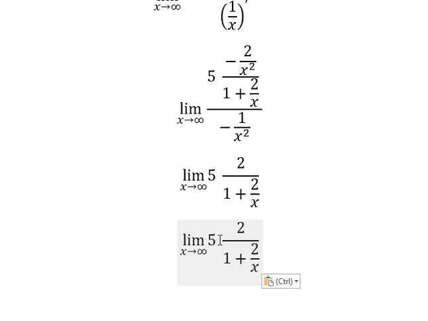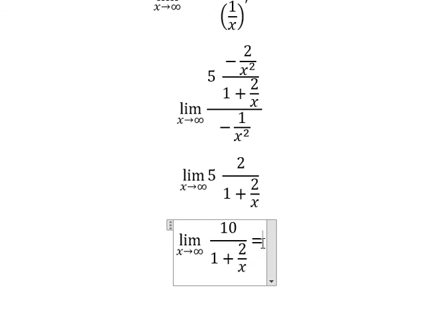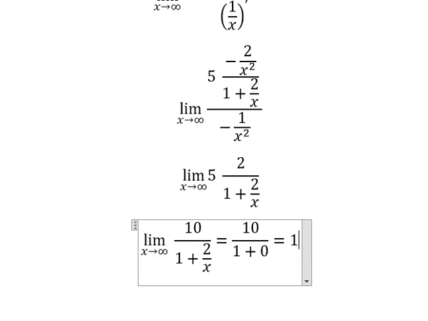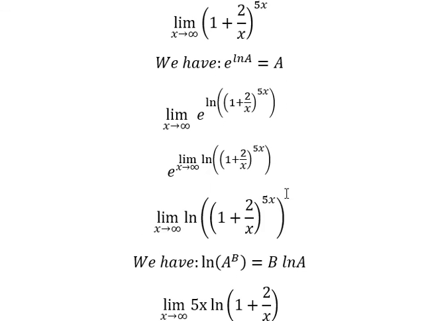Number 5 with number 2, you got about 10. When s approaches to positive infinity, this one you got about 0. So we will have about 10 over 1 plus 0. And you got about number 10. So the limit of this one, you got about number 10.